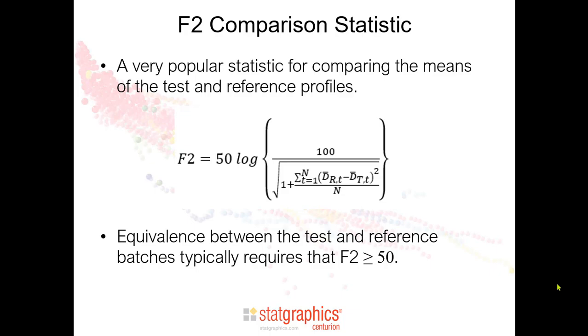A second very popular statistic for comparing the test and reference profiles is F2. You can see the definition of F2, which depends upon the differences between the means of the reference and test batches at each time period. Equivalence between the test and reference batches typically requires that F2 be greater than or equal to 50.